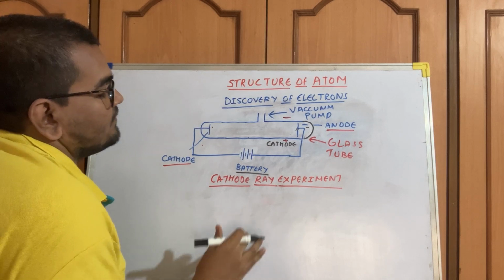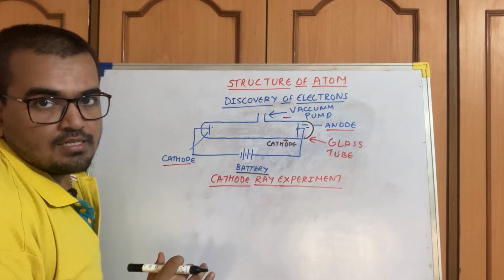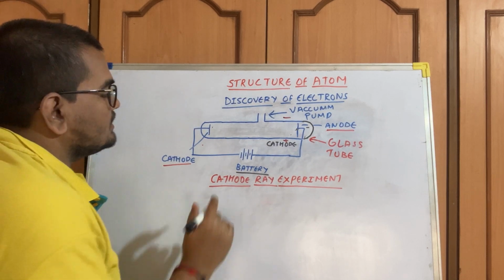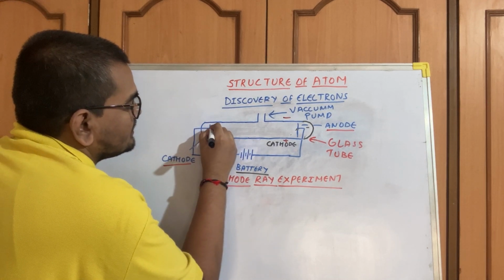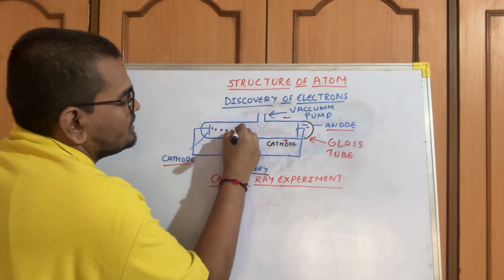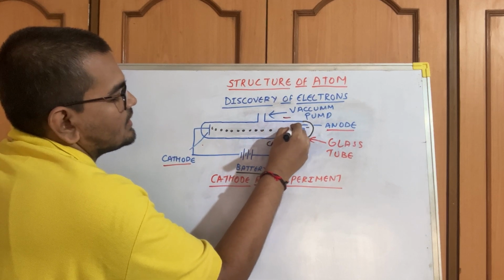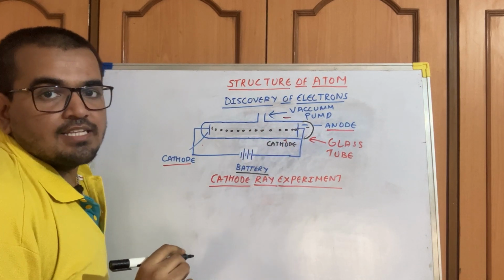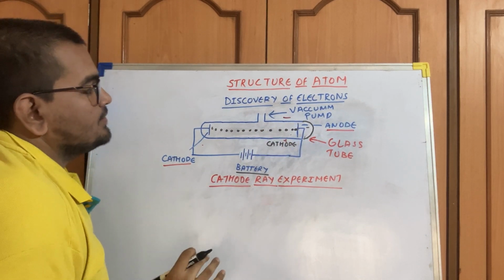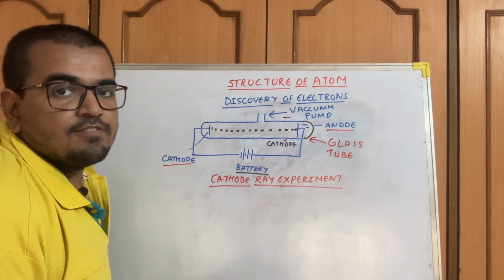So whenever we apply a high voltage across the two terminals, the particles are emitted from the cathode terminal, which moves towards anode and strikes the anode. Now these particles are generally invisible.